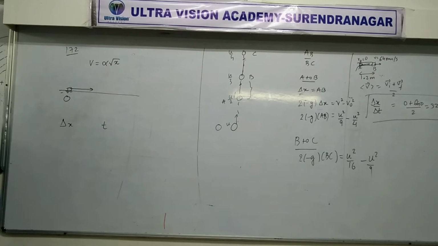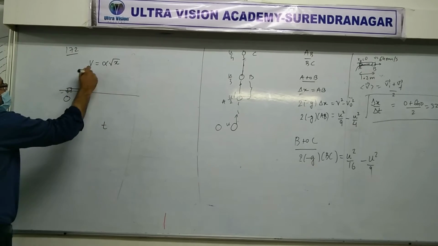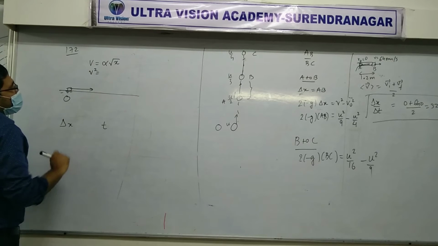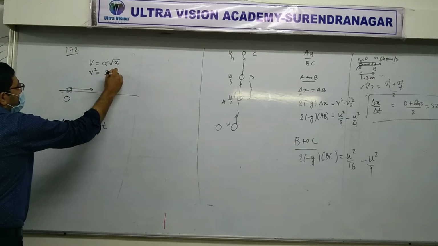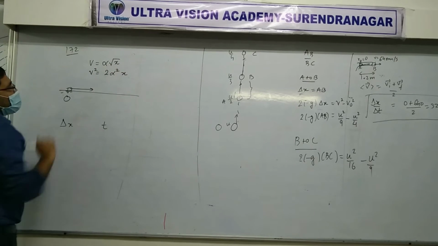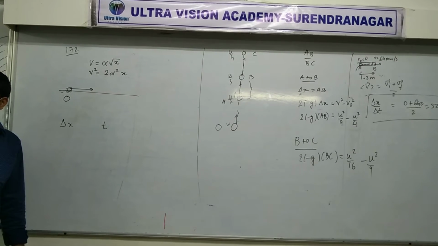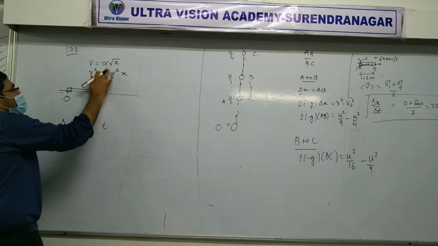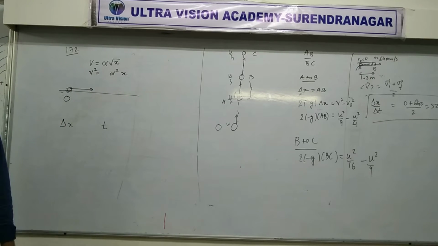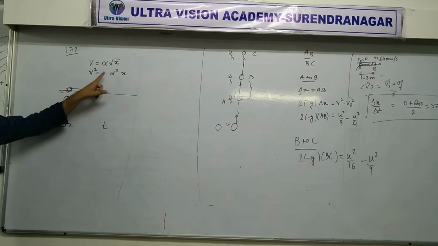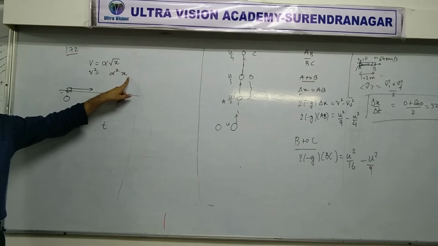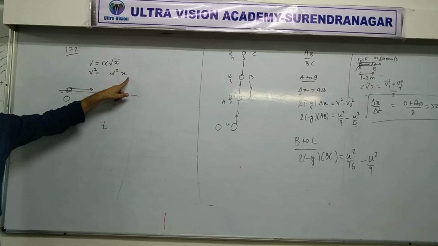Let's solve. This is velocity. Let's square it. So what do we get? V squared is alpha squared into x. Is it fine? Yes. Okay, I just squared it.